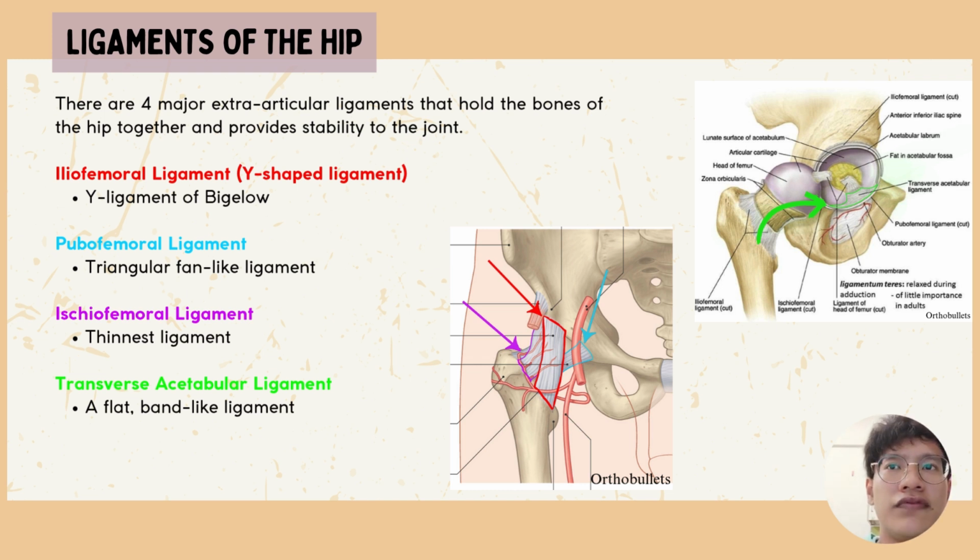Moving on from that, we have the ischiofemoral ligament. Like before, ischio refers to the ischium and femoral refers to the femur, and it is the thinnest ligament in the hip, this time labeled by the color purple in the diagram.